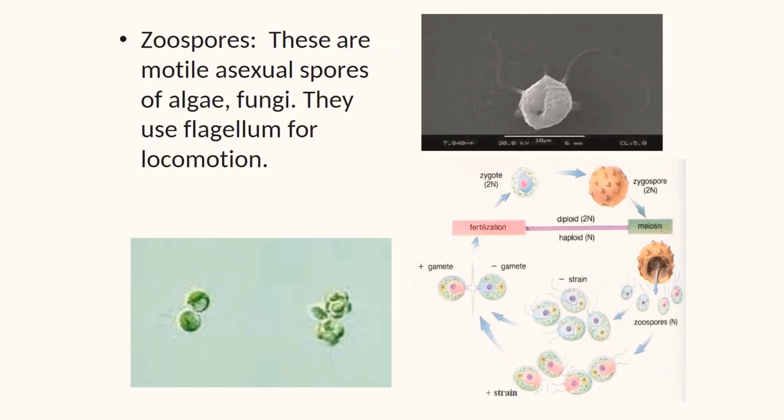Zoospores. Now let us study about zoospores. It comes under sporulation. These are motile asexual spores of algae and fungi. They use flagellum for locomotion. The zoospores are a special kind of flagellated spores. They are produced in zoosporangia. They are usually naked, that is, without cell wall. They are formed in some algae during favorable conditions.